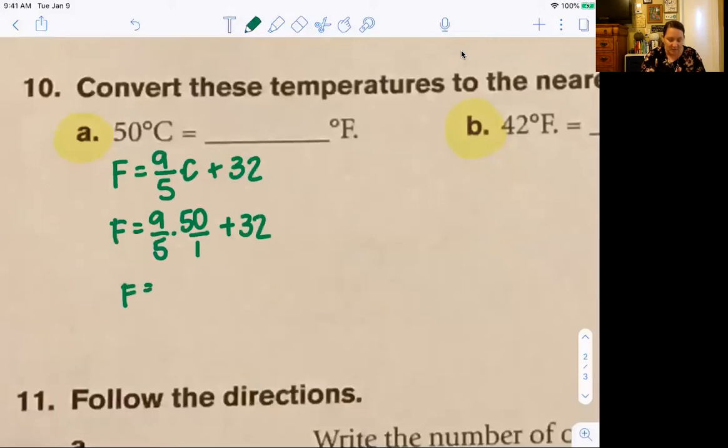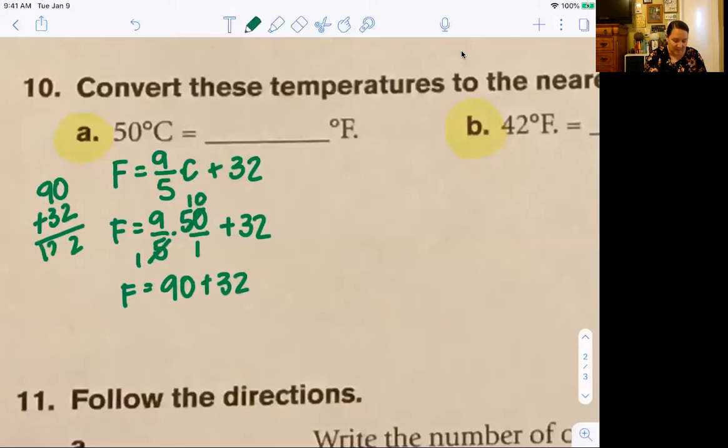F equals, 5 and 50 share a common factor. So what's 9 times 10? 90. 90 plus 32. And then I like to come over here and add, so I don't make a silly mistake. Fahrenheit equals, or F equals 122 degrees Fahrenheit.